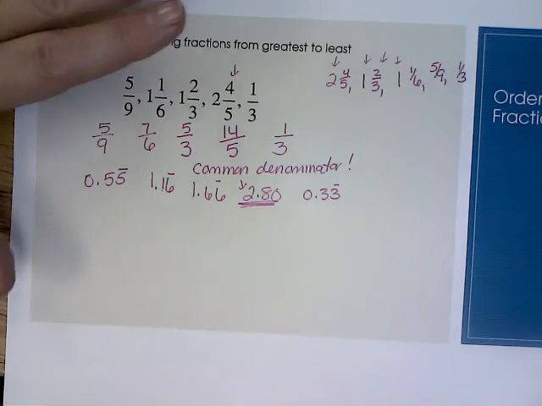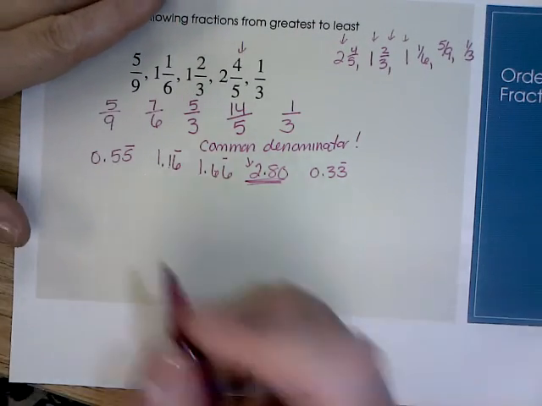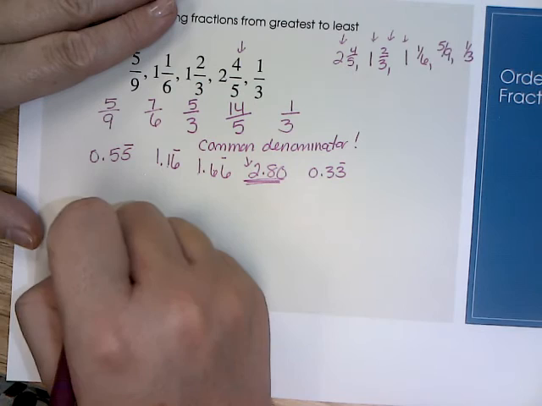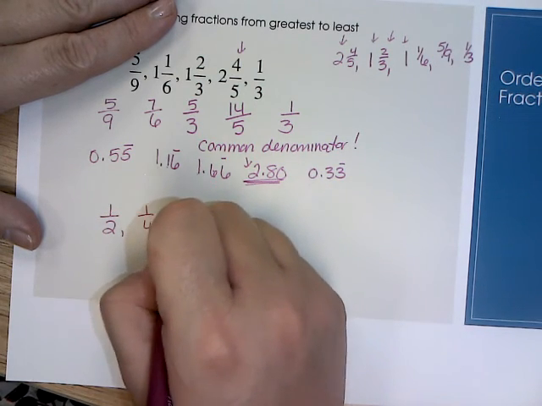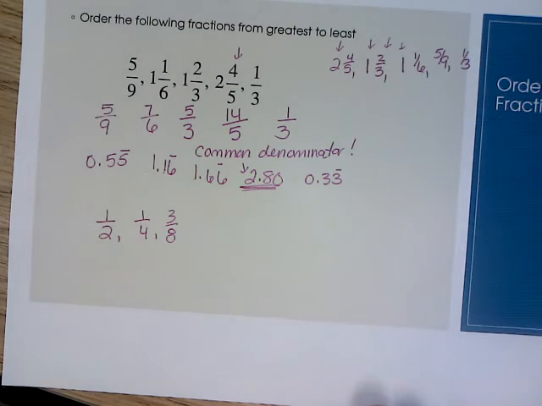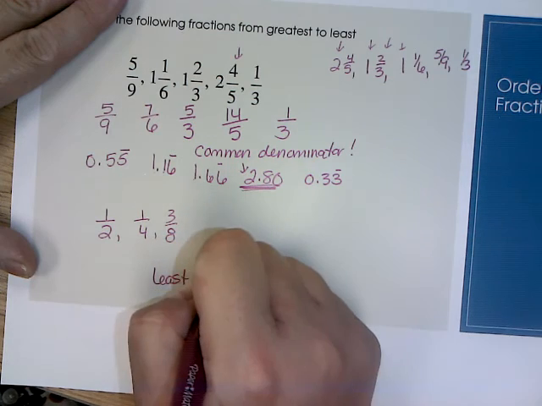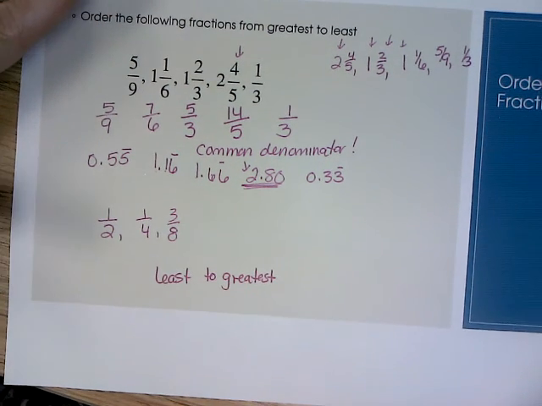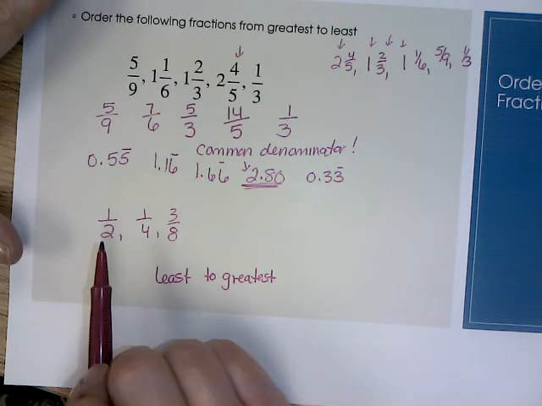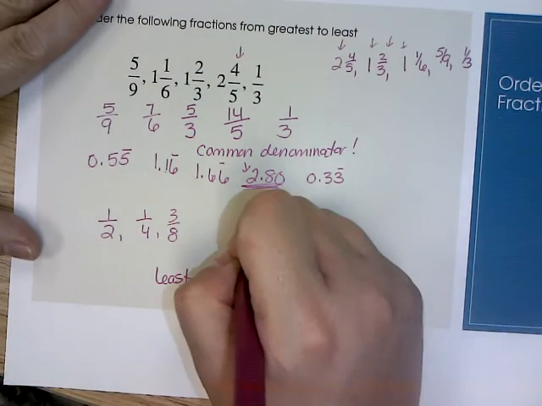Okay, so I talked about finding a common denominator, so here's an example of that. If I had 1/2 and 1/4 and 3/8, and I wanted to go ahead and compare and put them in order, let's say from least to greatest, I can find a common denominator. And if you think about it, the most common denominator between all those three numbers is going to be 8.